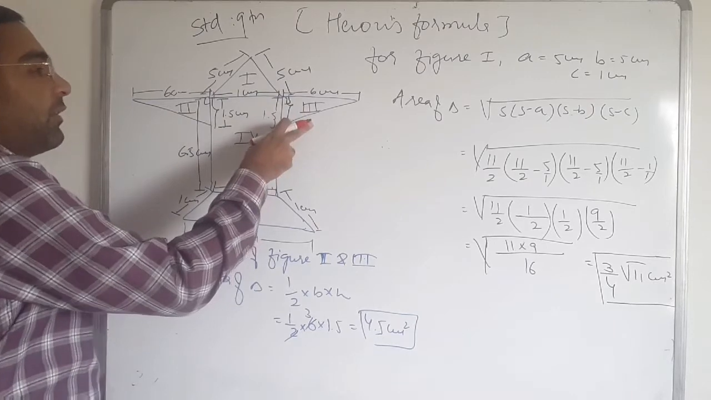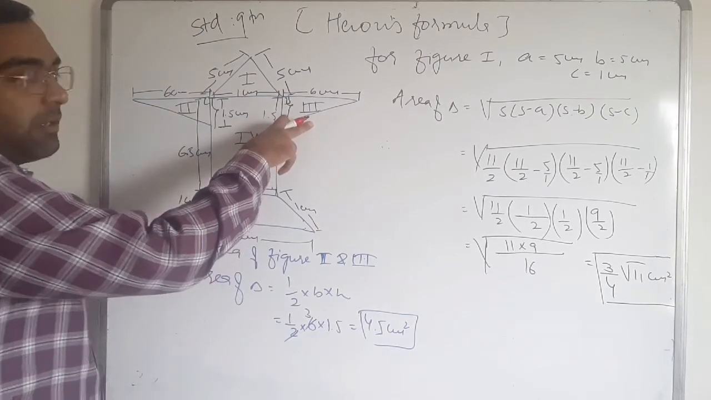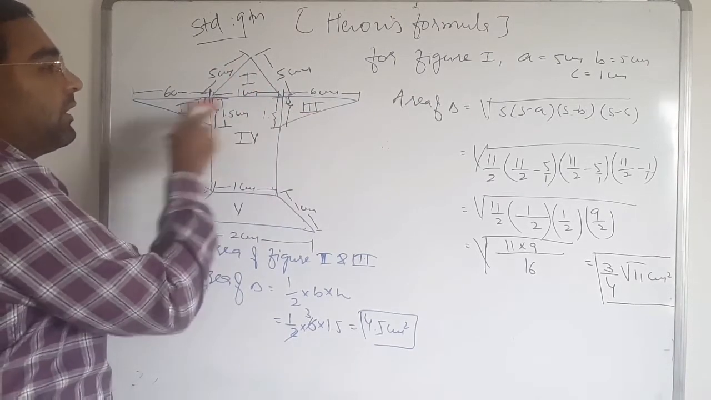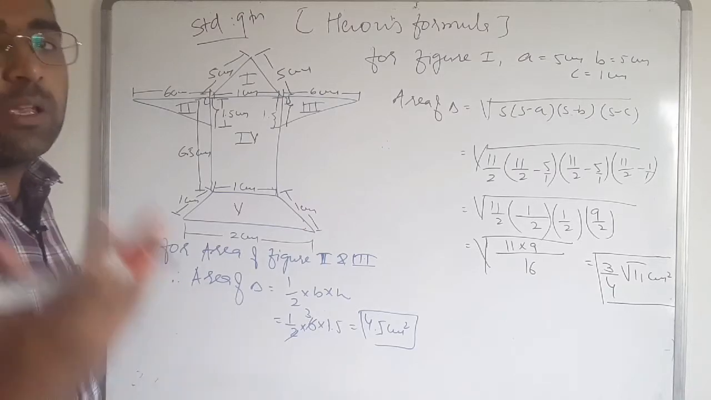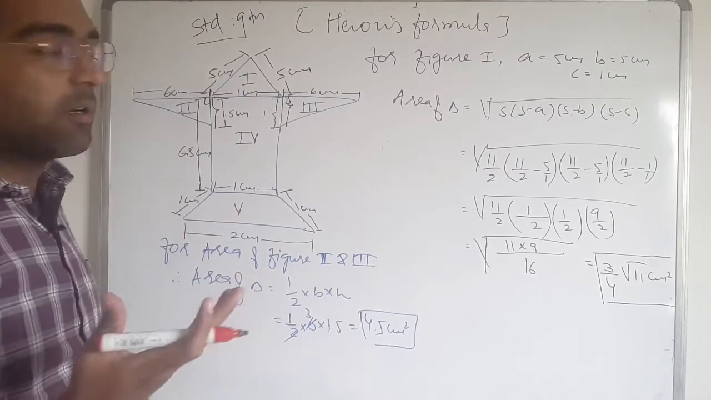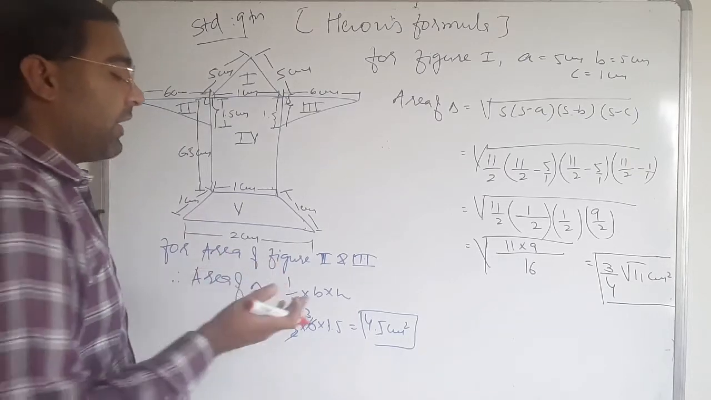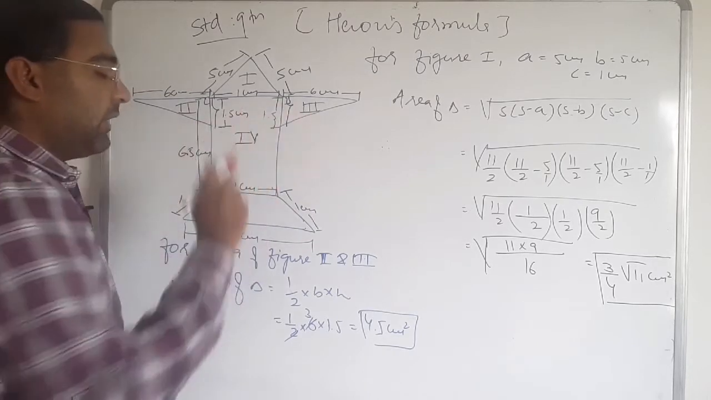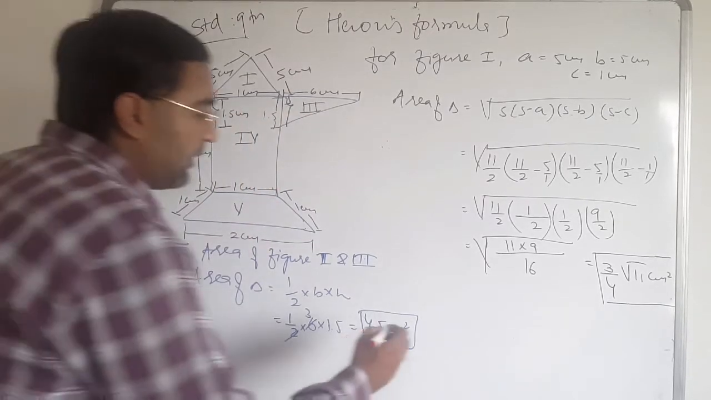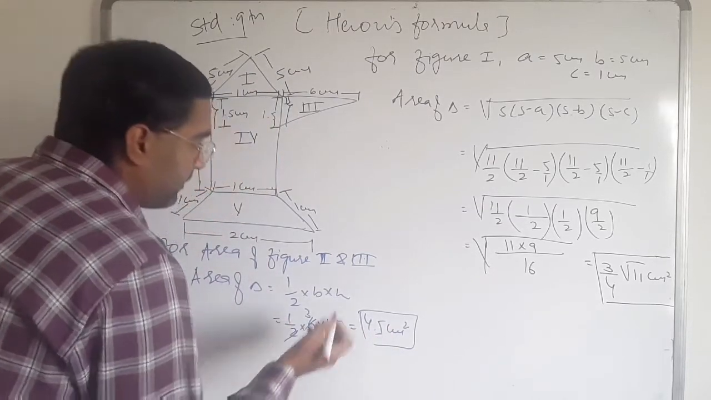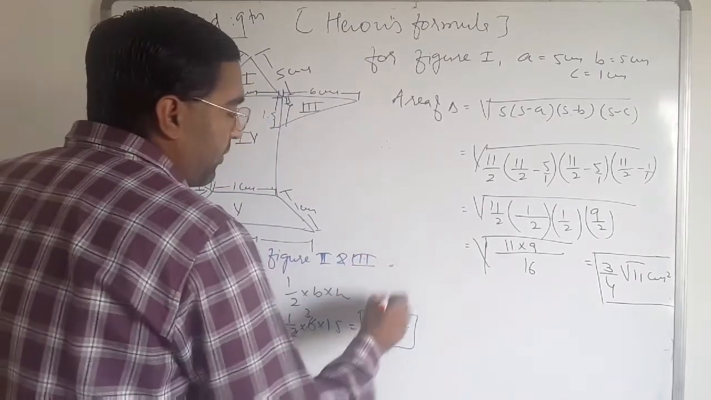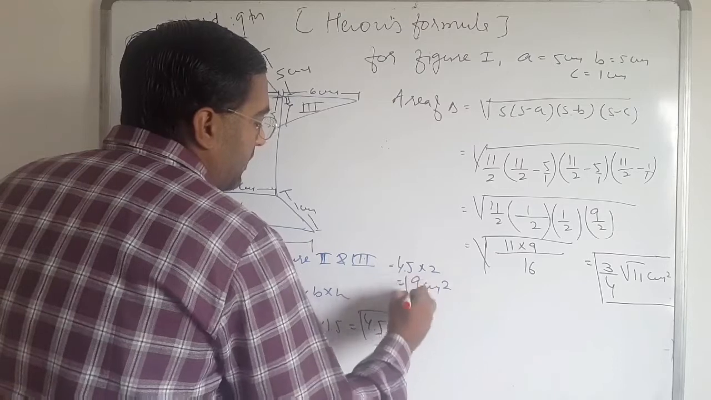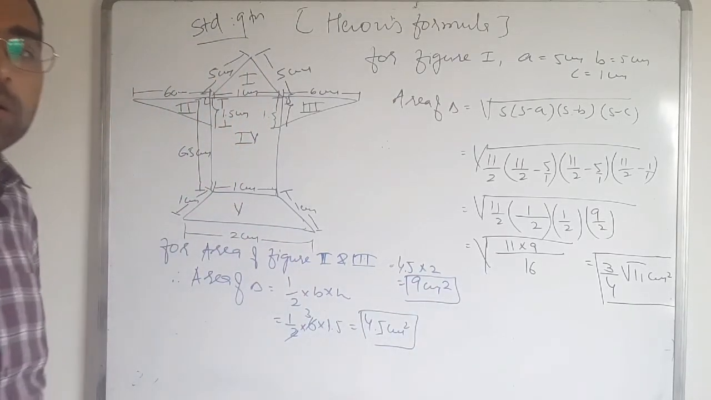Now I want to find the area of the third region. For that, 2 and 3 both of them are the same shape, and both are right angle triangles with the same measurement. So I'll multiply 4.5 by 2 to find the area of both triangles. 4.5 into 2, that is 9 centimeter square.